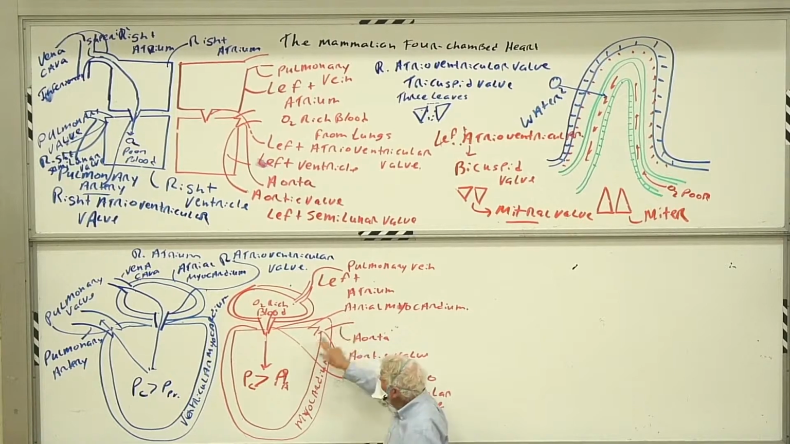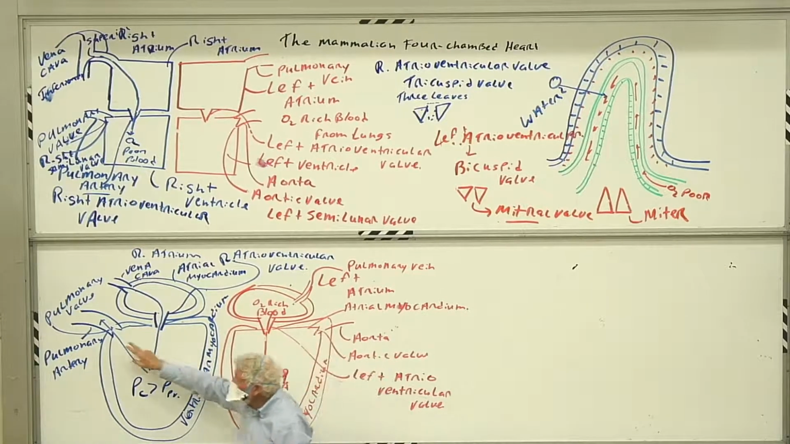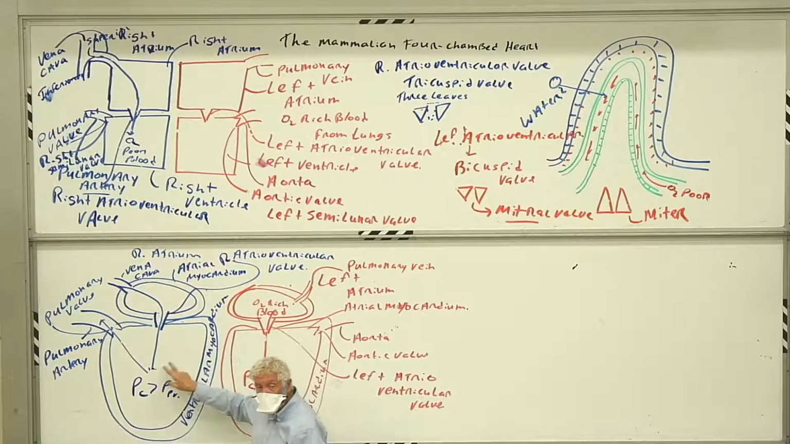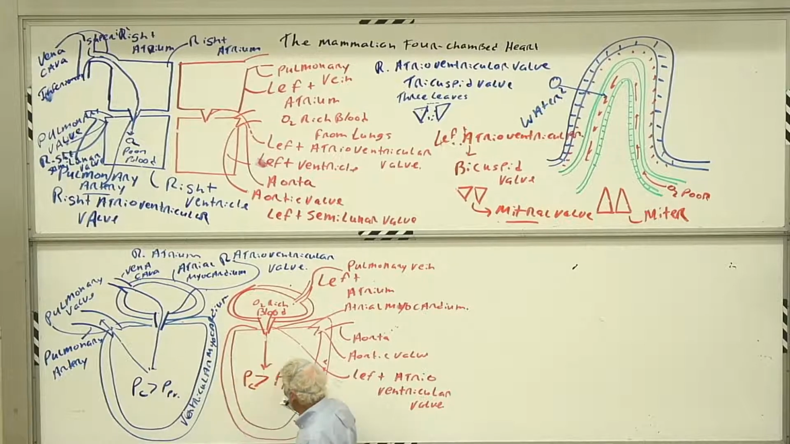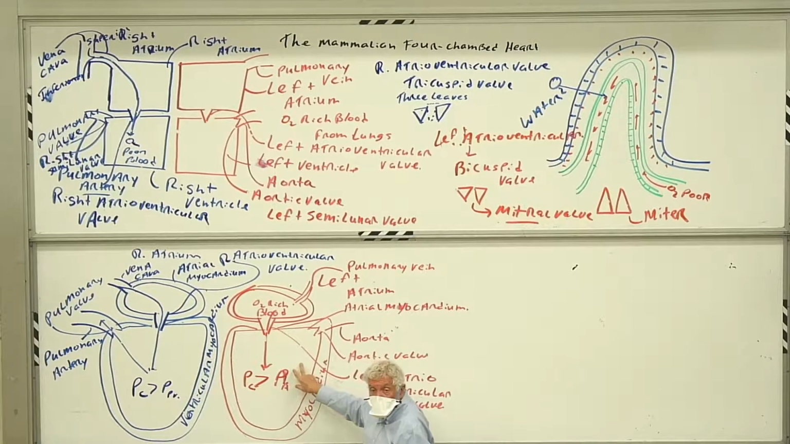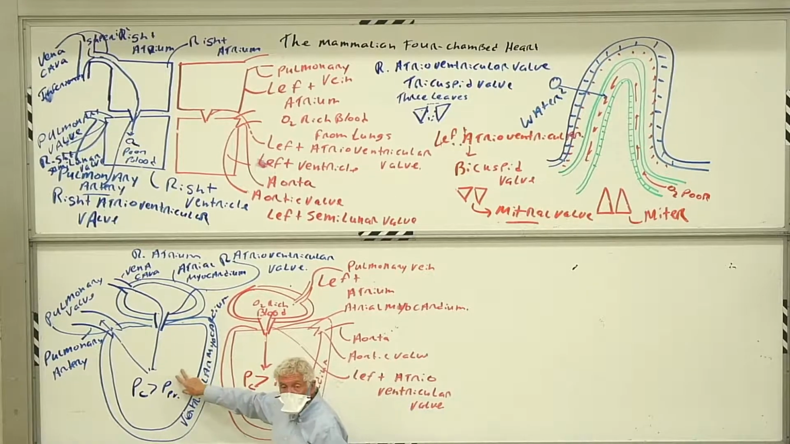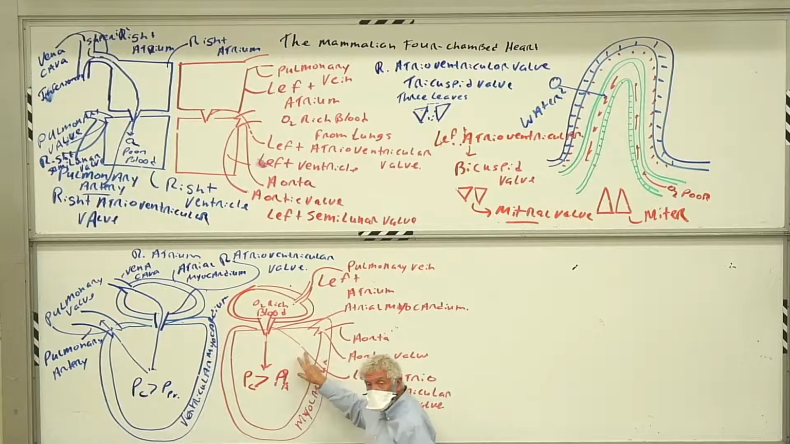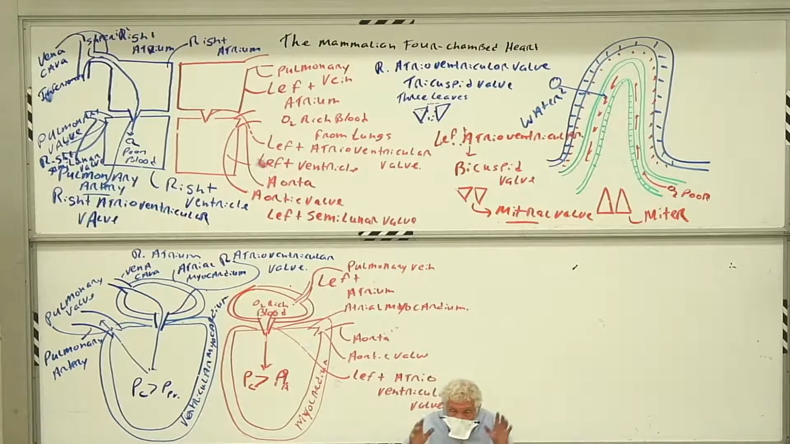Now, it turns out that this valve is stiffer than this valve, and the pressures generated on the left side are greater than the pressures generated on the right side. The pressures here will be upwards of 100, 110 millimeters of mercury. This will be down around 30 or 40. We just don't need as much pressure to force the blood through the pulmonary circuit as we do the systemic circuit. But it's the same idea. You have to have a greater pressure on one side of the door than the other to swing them open.